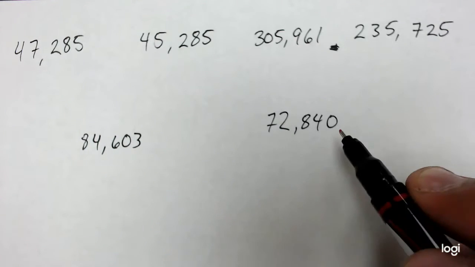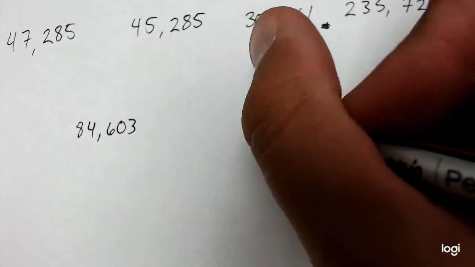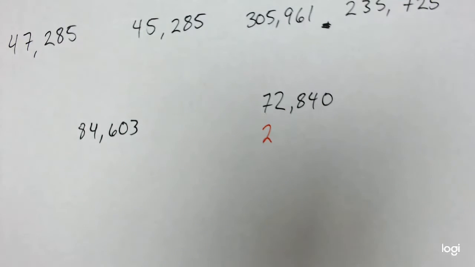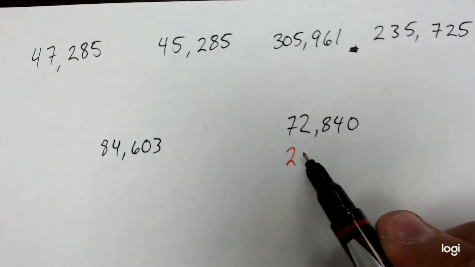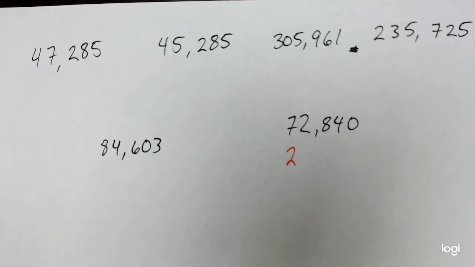Even, we have an even number because it ends in 0. So this one is divisible by 2, all right? So 72,840 is divisible by 2. All right. Now we're going to skip down to rule number 3.